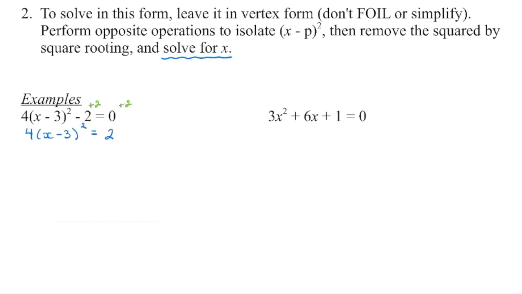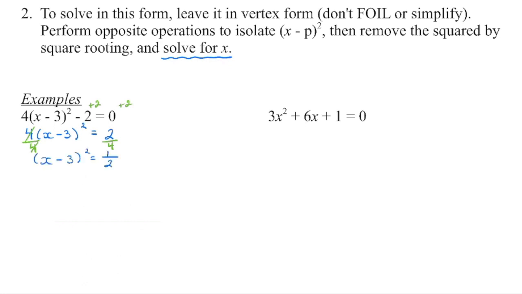We're then going to remove any piece that we're multiplying or dividing. So I'm going to divide out this 4 from both sides. We're basically working from the outside in. 4 divided by 4 is going to give me 1. And then I'm going to actually reduce this fraction. 2 divided by 4 is going to reduce to 1/2.